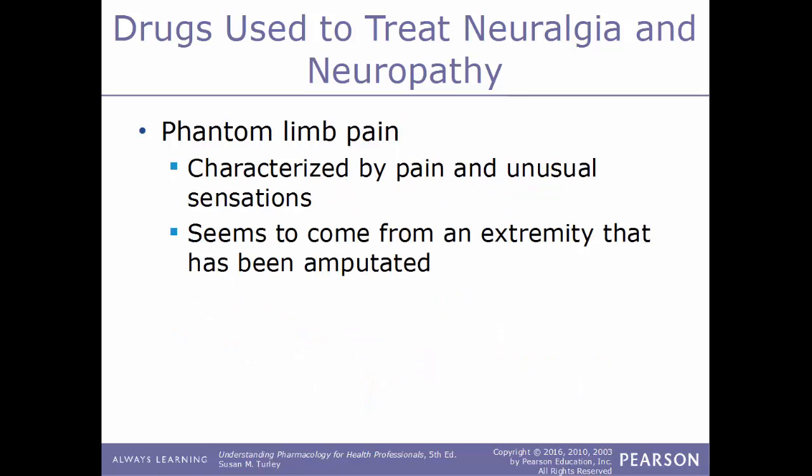Another example of this would be phantom limb pain. And that's characterized by having pain and unusual sensations, and they seem to be coming from an extremity that has already been amputated and is no longer there. So even though the limb may be gone physically, the nerves that would supply that limb are still there.